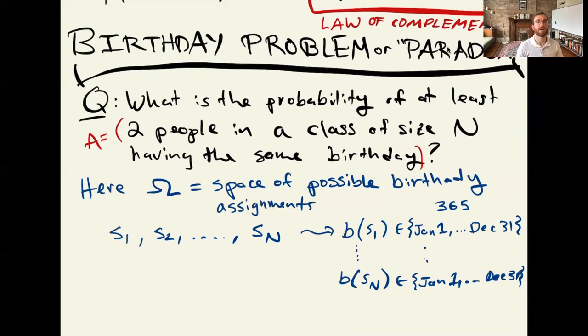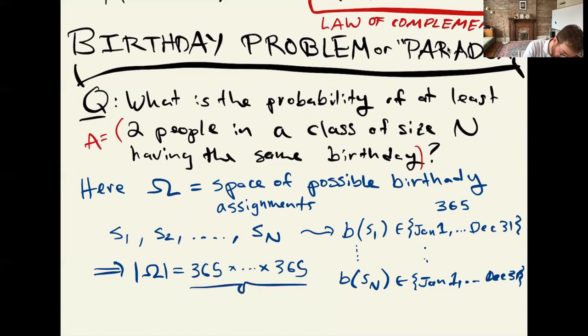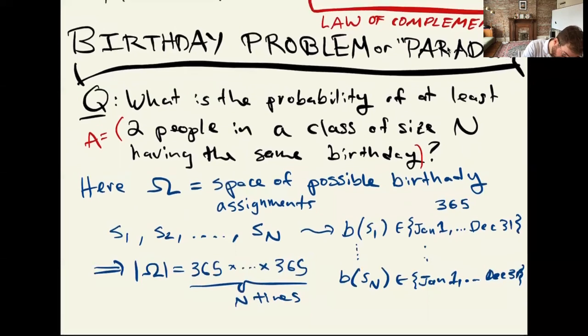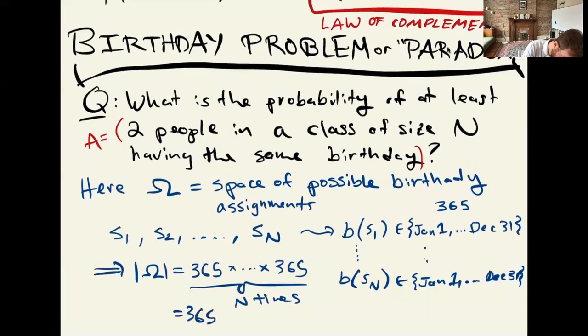Conceivably, we could have a class where literally everyone was born on January 1st. It's highly unlikely, but it's still a possibility, and it needs to be accounted for in describing omega. So the rule of multiplication tells us that the size of omega is 365, because that's the possible birthdays for the first student, on down through 365 possibilities for the nth student. So you have to do this n times, which is equal to 365 to the n.